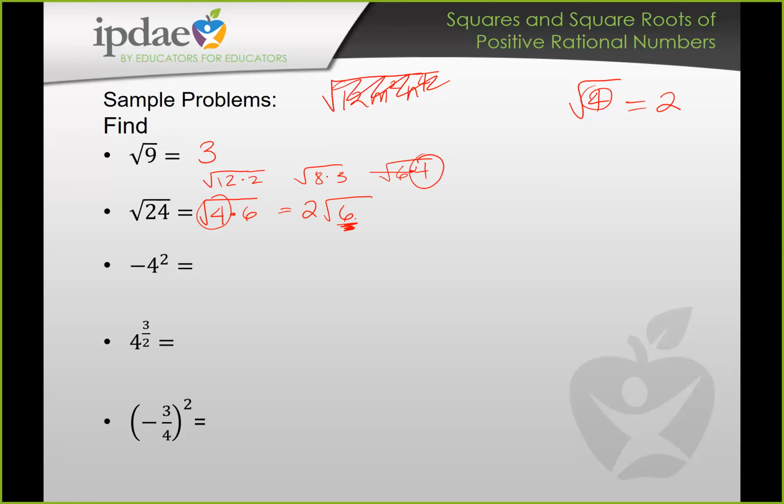So in here, I don't see any parentheses. Unless the parentheses is there, it will not force you to include that negative sign when you're squaring. That means the negative sign will be retained and you're only doing the squaring with the number 4. So 4 squared equals 16. So the final answer in this case is negative 16.